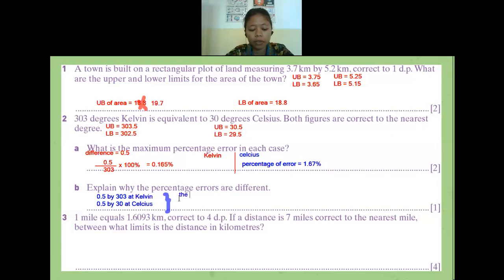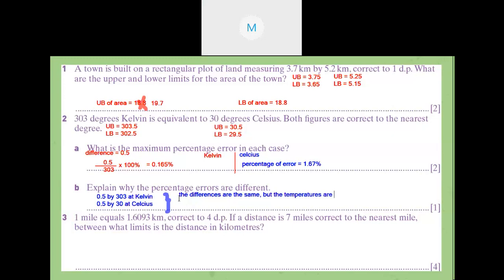Is there anyone having difficulties or getting confused? No, teacher. Okay, then if no one has difficulties, I will continue to question 3. 1 mile equals 1.6093 kilometers, correct to 4 decimal places, and 7 miles correct to the nearest whole number. Between what limits is the distance in kilometers?